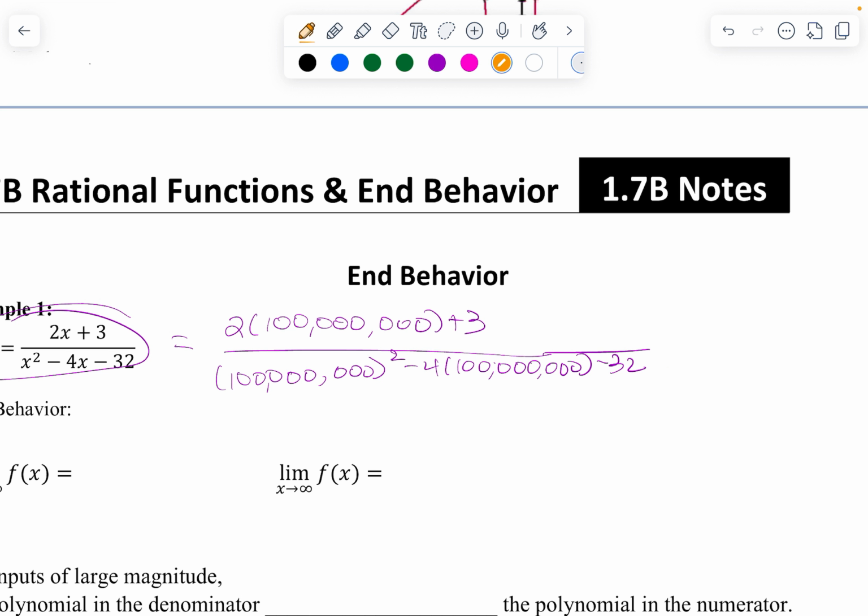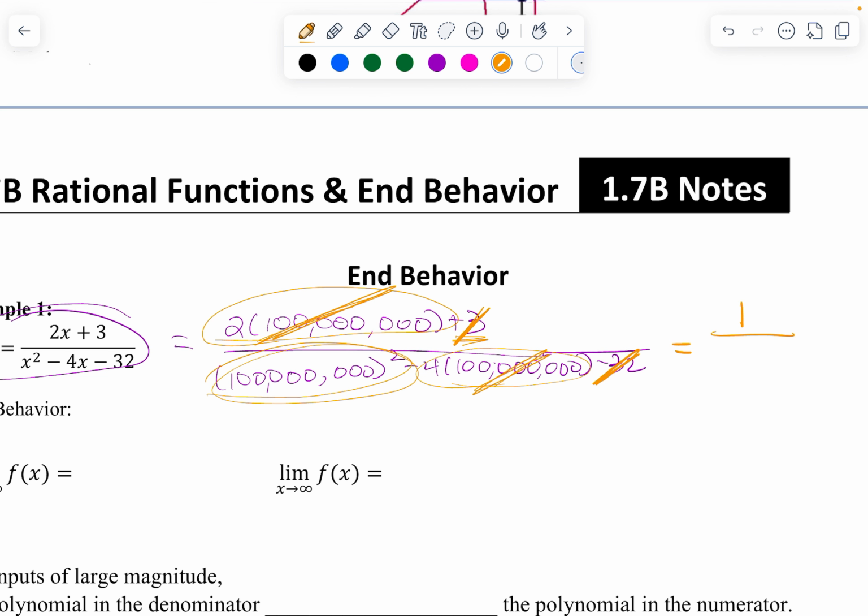I want you to think about it: if I have 100 million plus 3, does that even really make a big deal? It really doesn't. In the scheme of the values we're talking about, it's not a big deal. Same thing with this 32. And 4 times 100 million next to 100 million squared, which has 14 zeros, again really doesn't matter.